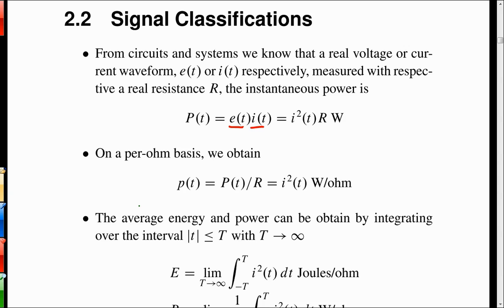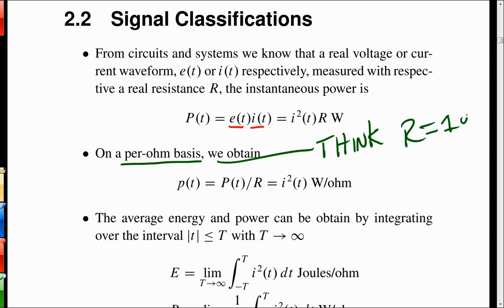What signals and systems people do is we abstract things to go on a per ohm basis. What the per ohm basis ends up meaning is, think that R is equal to 1 ohm, just for convenience, so we don't have to worry about carrying around R when we're doing modeling. Now if you wanted to do modeling with the impedance in there, or the R value, then you just have to add it back in.